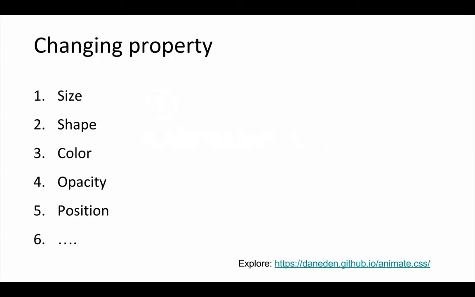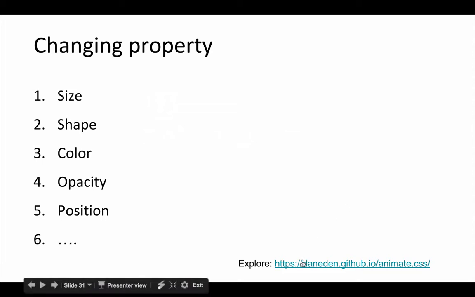Okay, so first, animation is changing the property, what we want to animate. Maybe it's the size, like height or width. Maybe it's the color. Maybe this is some position. Maybe this is opacity, right? So we change some property. And let's look at this link.